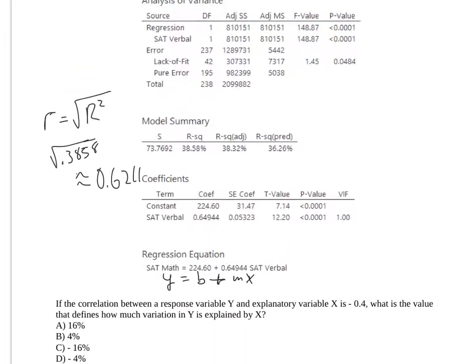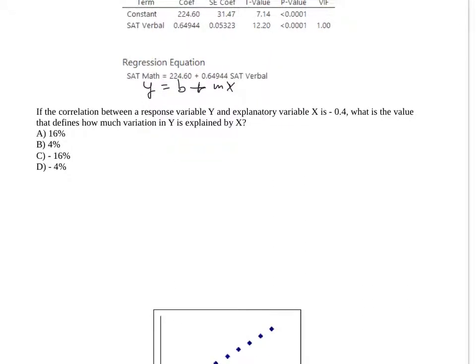Alright, let's move on. If the correlation between a response variable y and an explanatory variable is negative 0.4, what's the value that defines how much variation in y is explained by x? Well, I kind of just hinted at that. So this quantity here that defines how much variation in y is explained by x, that's actually just r squared. So we're looking for what's the value of r squared here. Oops, I meant to write a 2. There's a 2 and there's a question mark. So we want to know what r squared is. And all we're given is r. That's the correlation, right?